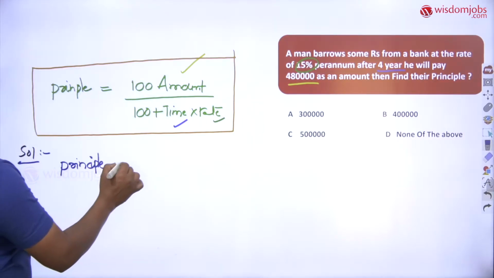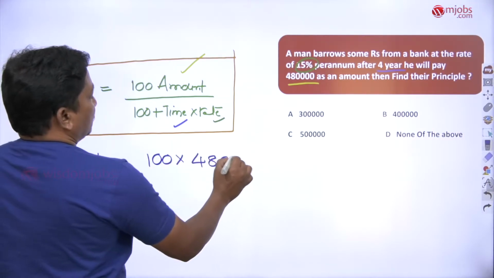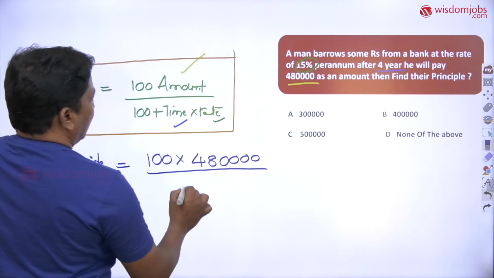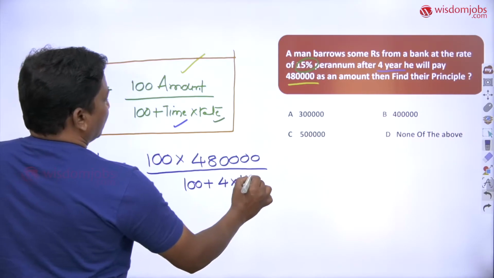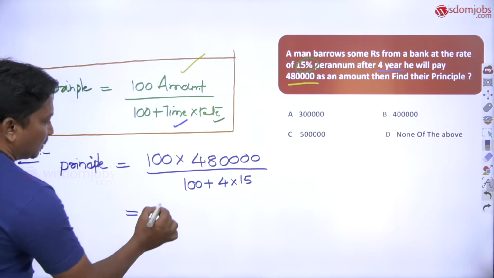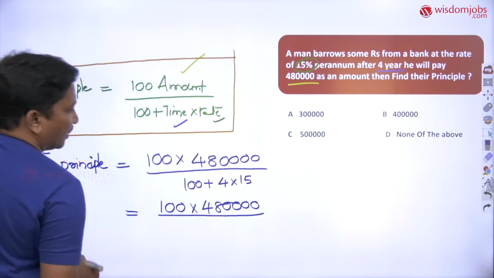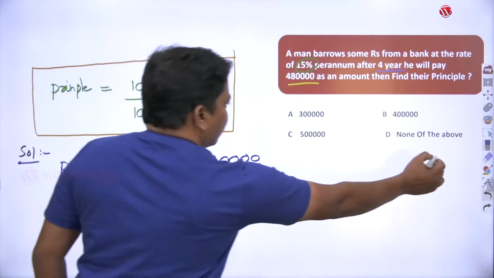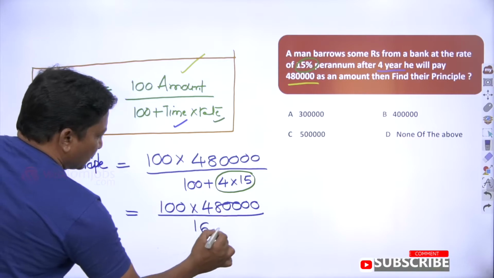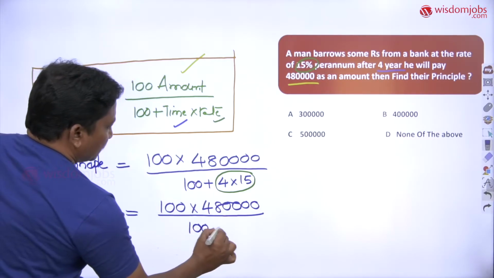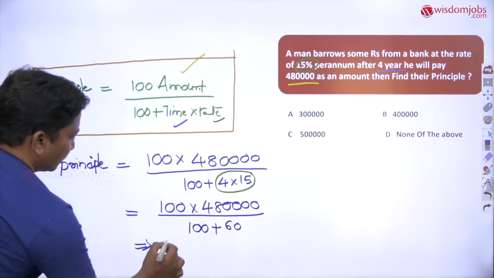See this one. Principal equals 100 into amount, which is 4,80,000 rupees, by 100 plus time into rate. The time is 4, the rate is 15. Taking the solution here: 100 into 4,80,000 by 100 plus 4 into 15. 4 into 15 is 60, and 60 plus 100 equals 160. Finally, it can be taken as 100 into 4,80,000 by 160.